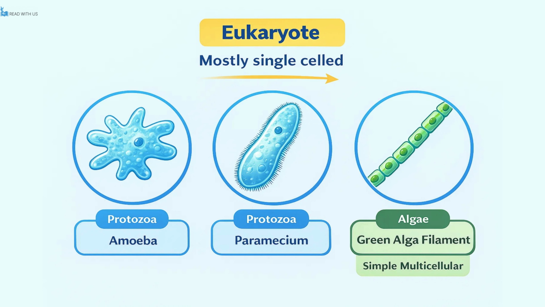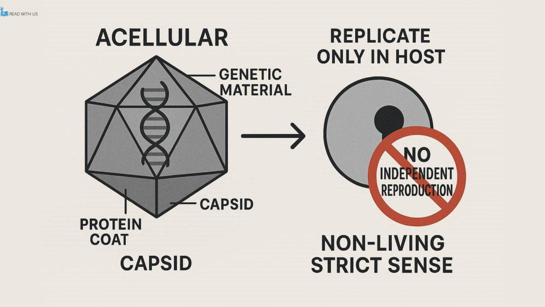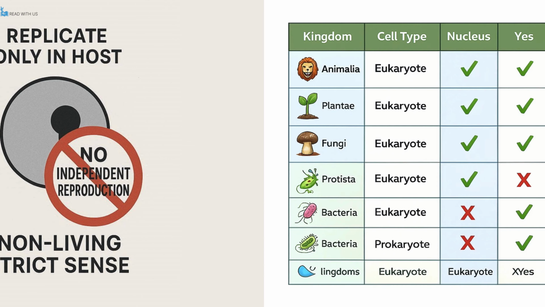Bacteria are prokaryotes with no nucleus or membrane-bound organelles that reproduce by binary fission and may carry plasmids, have flagella, and a cell wall of peptidoglycan. Viruses are acellular particles of genetic material in a protein coat that can only reproduce inside host cells, so we class them as non-living in the strict sense.